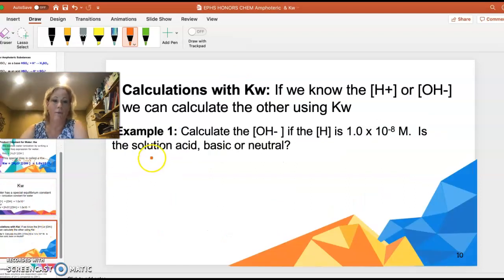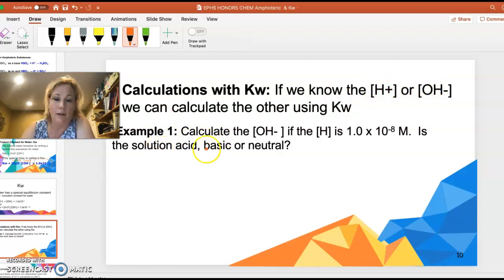So let me just show you, before we get to the pH calculations, some of the calculations you can do with Kw. If we know the hydronium or the hydrogen ion, we know Kw always is a constant, so then we could figure out hydroxide and vice versa. So if you know one of these, you know the other.